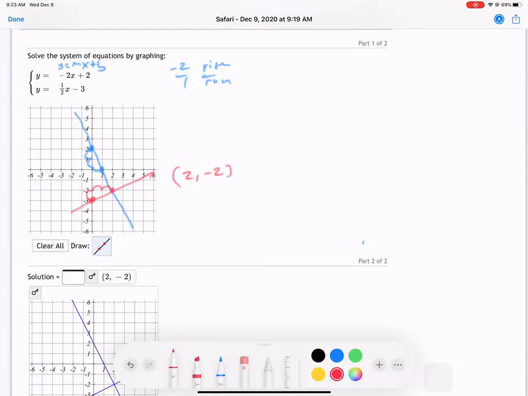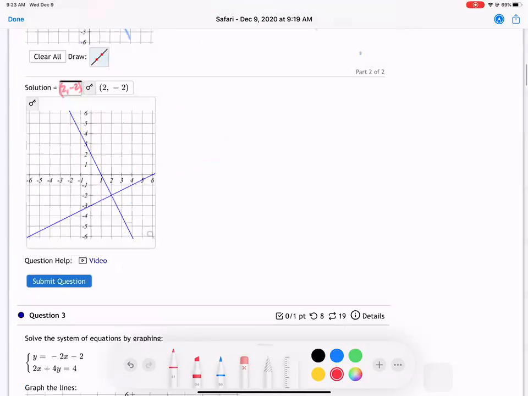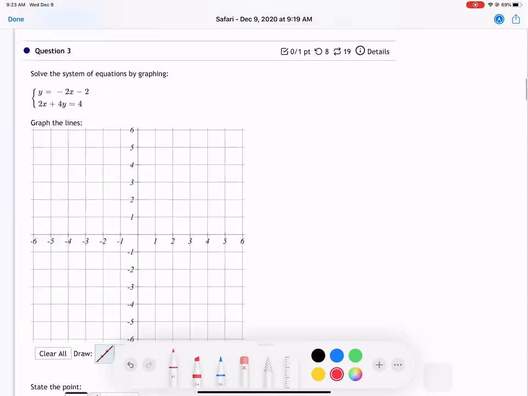Okay, so not only do they want you to graph it, but they also want you to tell everyone that the solution is (2, -2). Yeah, easy peasy. That's the solution. Next question is solving the system by graphing.